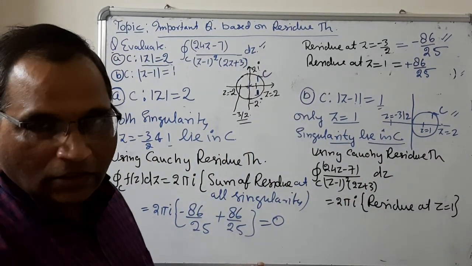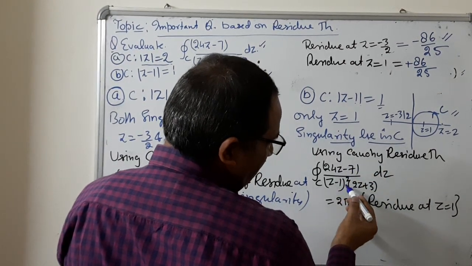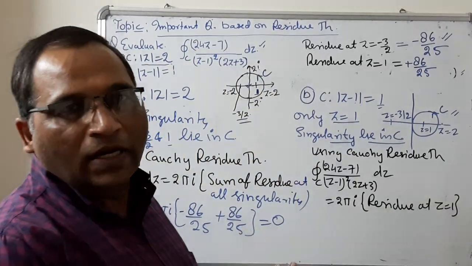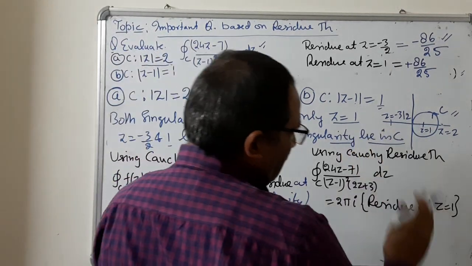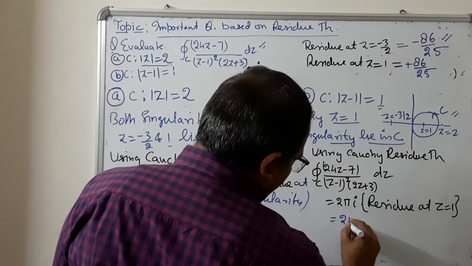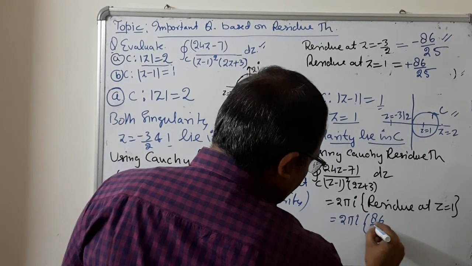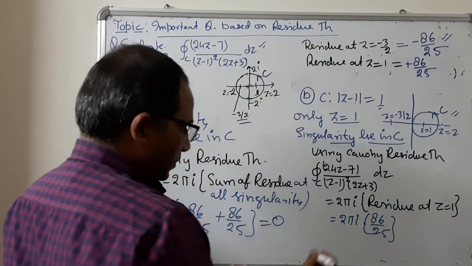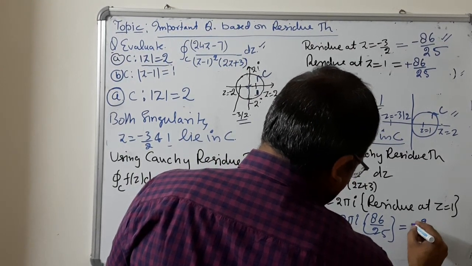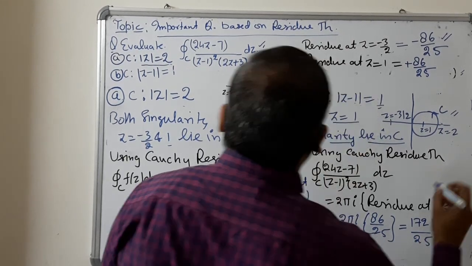So again using the Cauchy residue theorem, the value of the integration of (24z minus 7) upon (z minus 1) square (2z plus 3) dz will be equal to 2πi times the sum of all residues. Here only one singularity is there, so we write the residue at z equal to 1. So the answer is equal to 2πi and the residue at 1 is 86 upon 25. From here we get 172πi upon 25. This is the answer, right?